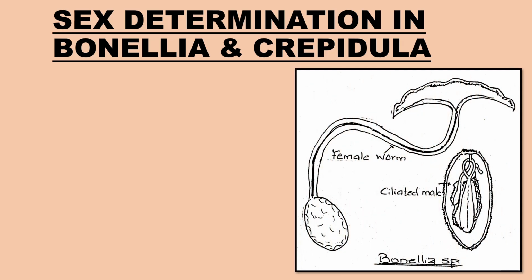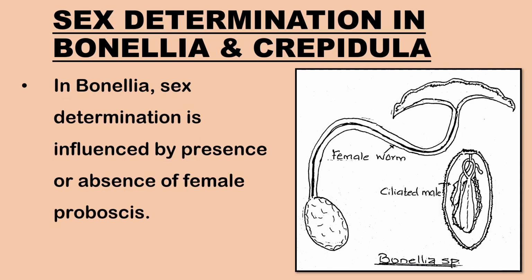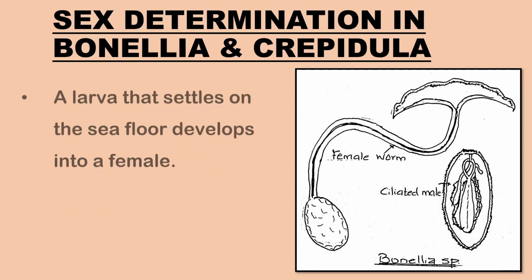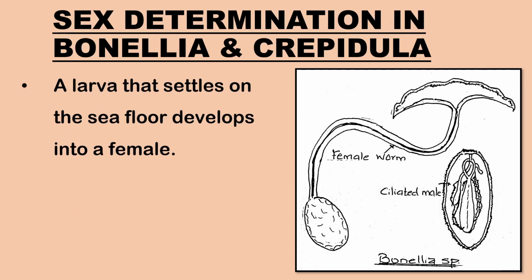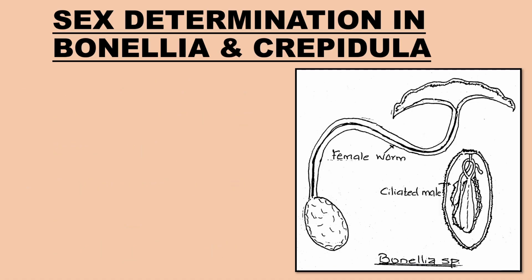Next is environmentally controlled sex determining mechanism in Bonellia and Crepidula. In the marine form Bonellia, sex determination is influenced by environmental factors, particularly the presence or absence of a female proboscis. A larva that settles on the sea floor develops into a female. If a larva is attracted to a female proboscis, and settles on it, the larva develops into a male.